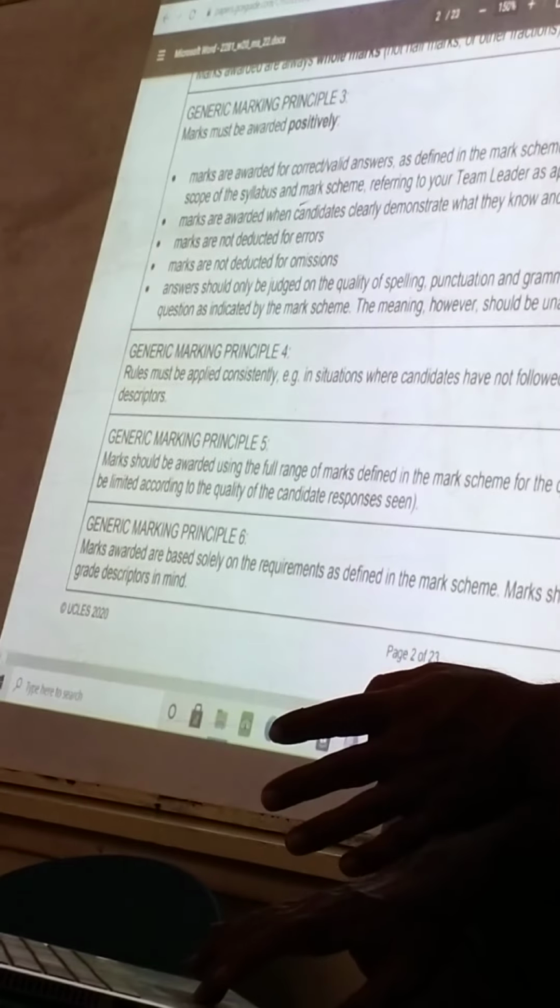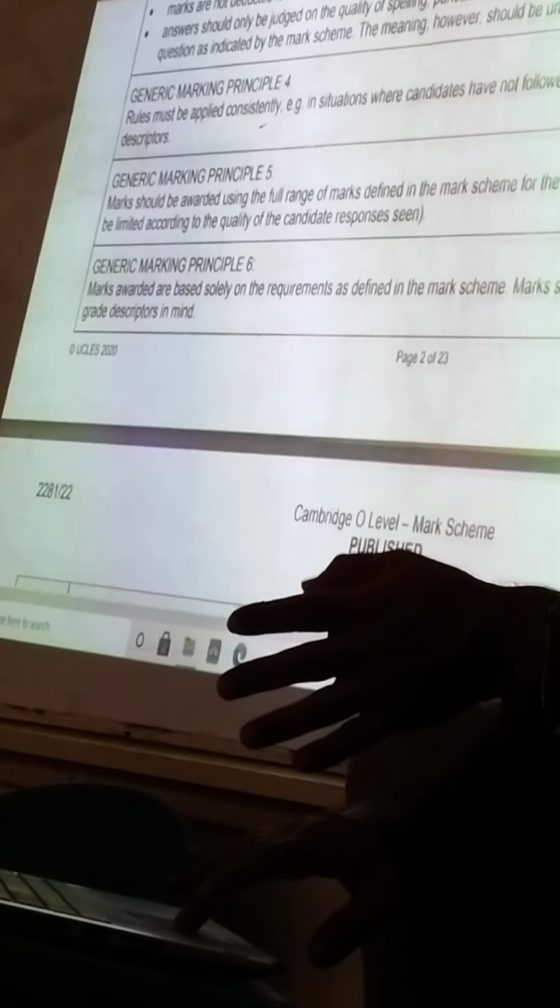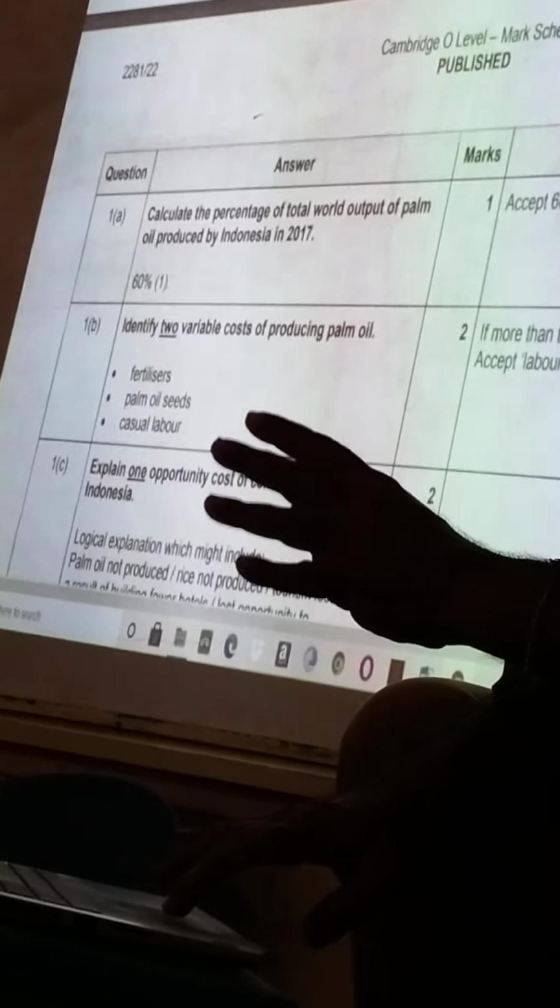That is one thing. Let's go directly to a question and see how they are marking your paper. The first one is the data response. Of course, I am not going to discuss this.